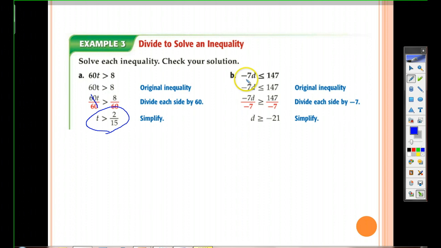For problem B, we're dividing by a negative 7. That's the alert right there. If you're dividing by a negative number, then the sign should be flipped. So it's no longer less than or equal to, it is greater than or equal to negative 21.